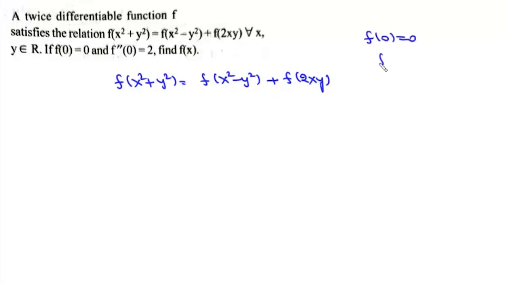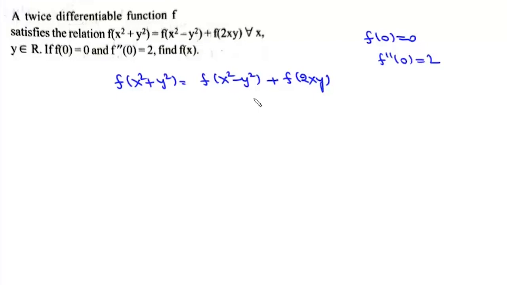Now the question is, a twice differentiable function f, it satisfies this relation, which is f(x square plus y square) is equal to f(x square minus y square) plus f(2xy). It is given that f(0) is 0 and f double dash 0 is 2. Find the value of f(x).